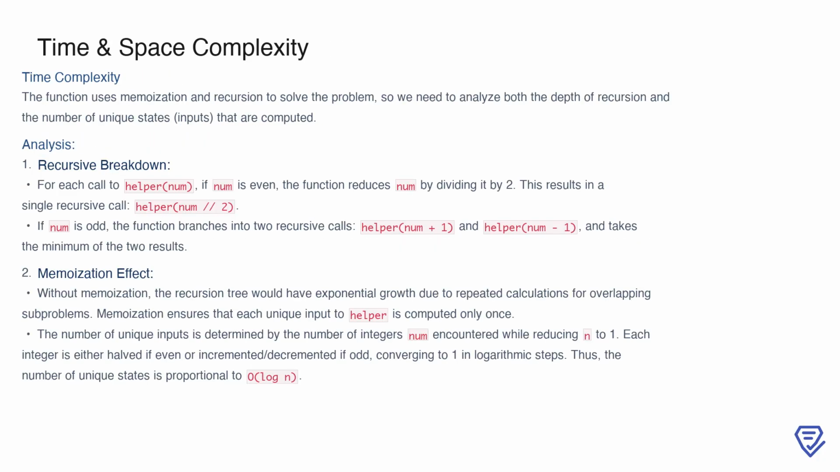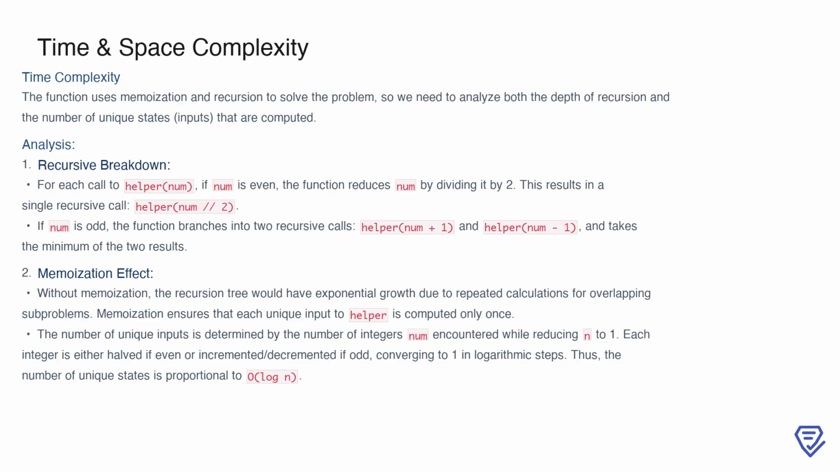To analyze the time complexity of this function, we start by understanding the behavior of the recursion and memoization. When the function is called, it checks if the number is even or odd. If it's even, the number is halved, resulting in a single recursive call. However, if the number is odd, the function branches into 2 separate recursive calls, one for incrementing the number and one for decrementing it. This branching means that the recursion explores two paths when dealing with odd numbers, but ultimately memoization ensures that each unique input is calculated only once.